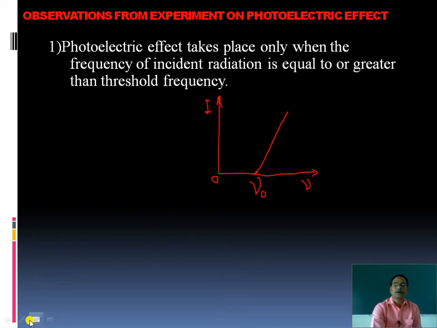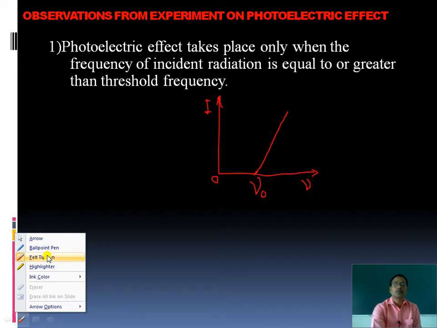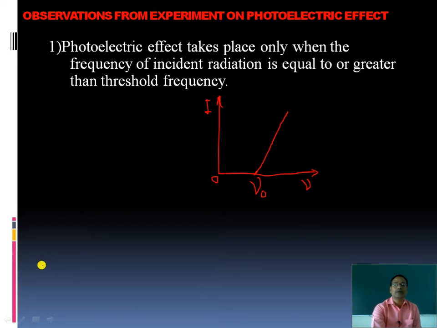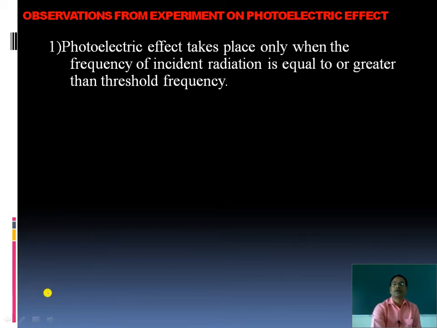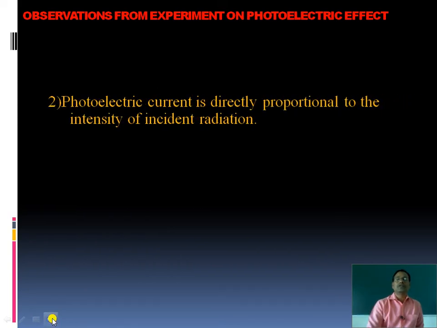So this is the first part, how the photoelectric effect takes place for a frequency equal to or greater than the threshold frequency. So the first conclusion or observation: the photoelectric effect takes place only when the frequency of incident radiation is equal to or greater than the threshold frequency. Now let us move to the second conclusion, that is, observation.